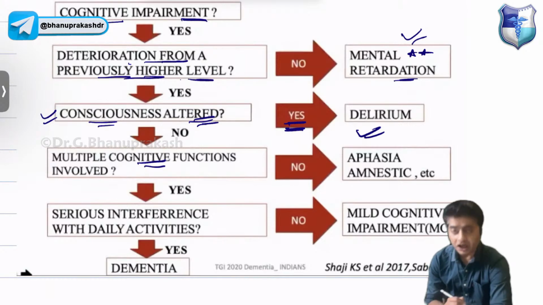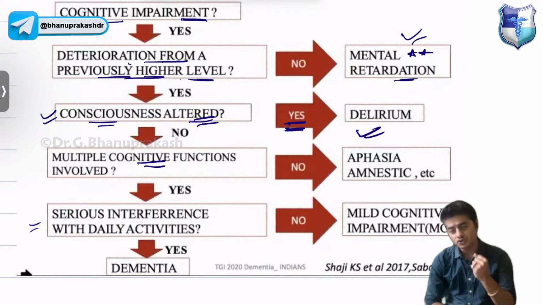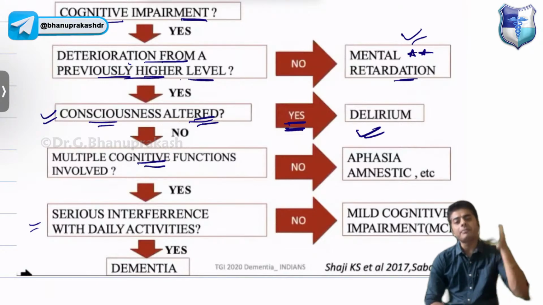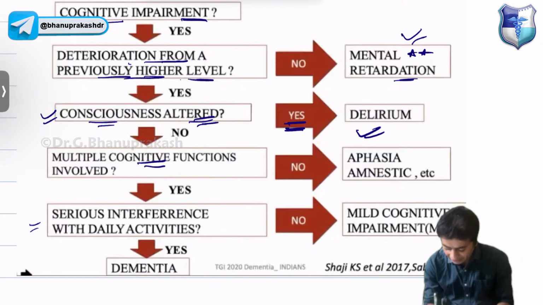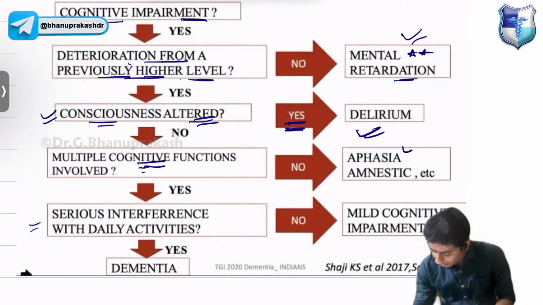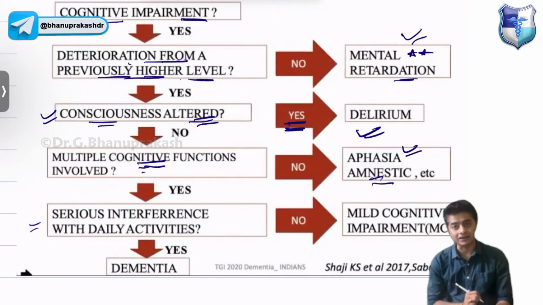If multiple cognitive functions are involved, then you will go further. But if multiple cognitive functions are not involved, suppose only language is involved, because in cognitive function there are many functions, there is memory, there is language. Suppose only one cognitive function, that is language, is involved, then you will think of aphasia. And if only memory is involved, then you will think of amnesia, that is memory loss.